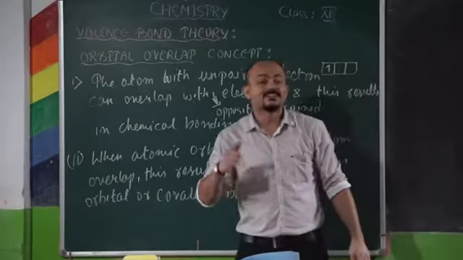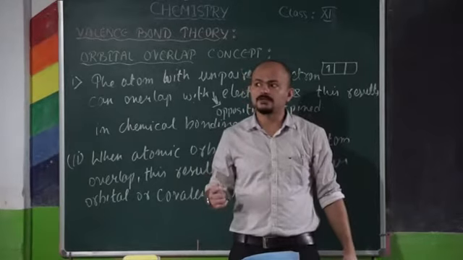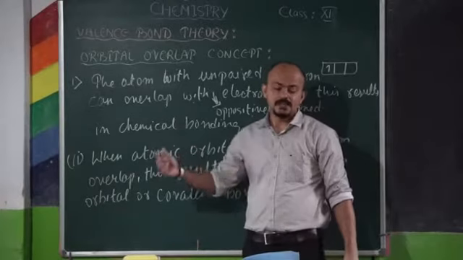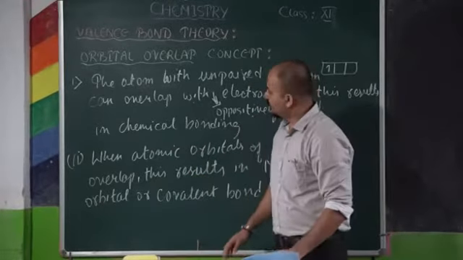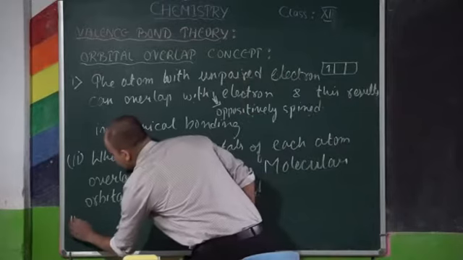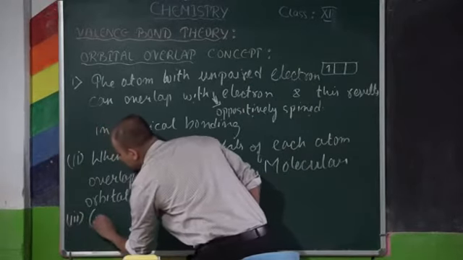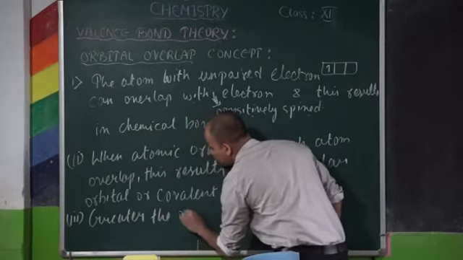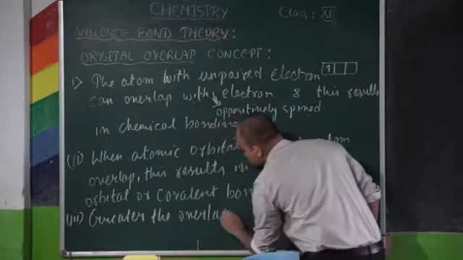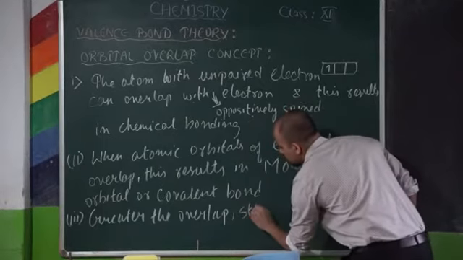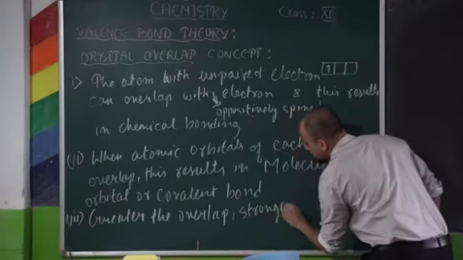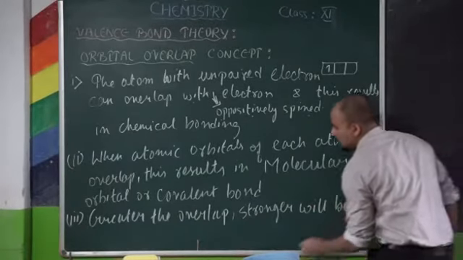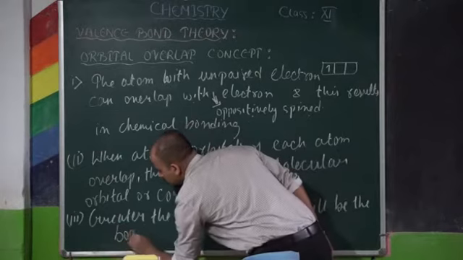Then you have to remember the energy of this molecular orbital is lower than that of the atomic orbitals of the atoms. And the third point that you have to remember is that the greater the overlap, the stronger will be the bond, the covalent bond.